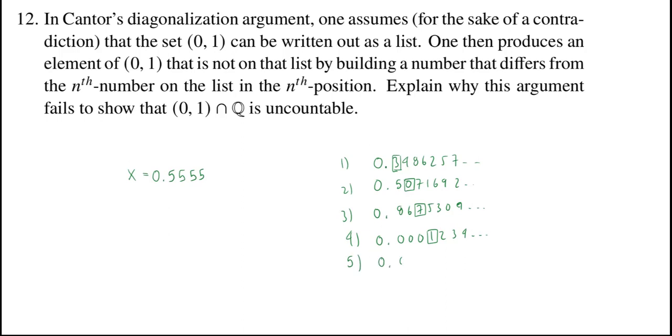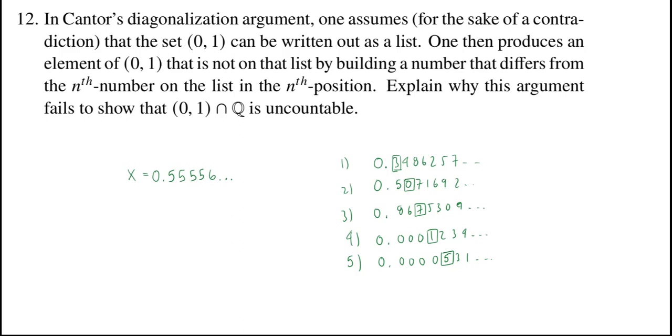Unless you think that I'm always going to be getting a 5, well, let's write down another one. So this is going to be 0.000531, ... And now I go to the fifth position in line 5, and it is a 5, so I'm going to turn that into a 6. And I keep going this way. If it is a 5, I turn it into a 6. If it's not a 5, I make it into a 5. And the idea is that this, if I keep going, cannot be in the list.